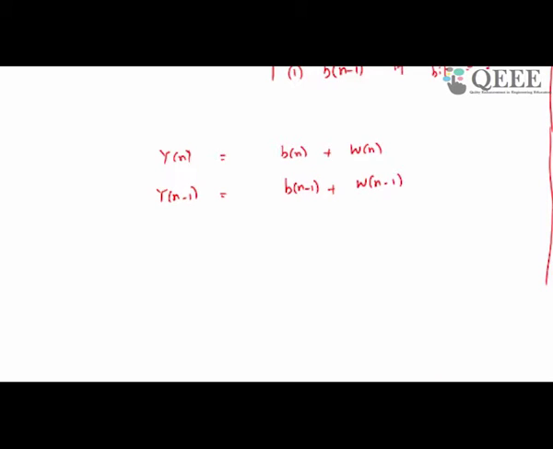Now to decode the bit, I should look at not only the current symbol but also the previous symbol. So I have to look at both, right? B of n and B of n minus 1. So I'm looking at the sample at time n and time n minus 1, or n minus 1 times T seconds or n times T seconds, right? So this is what I have to look at.